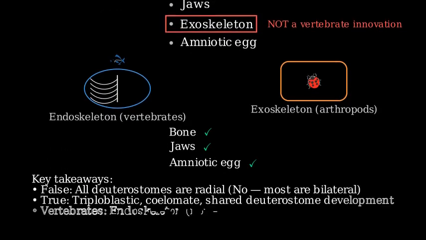Summary: the false statement about deuterostomes is that they all have radial symmetry. Most deuterostomes, including chordates, are bilateral. True statements include triploblasty, coelomate body plan, and shared deuterostome development. For vertebrates, exoskeleton is not their innovation. They have an endoskeleton. Great work connecting structure and development across these groups.